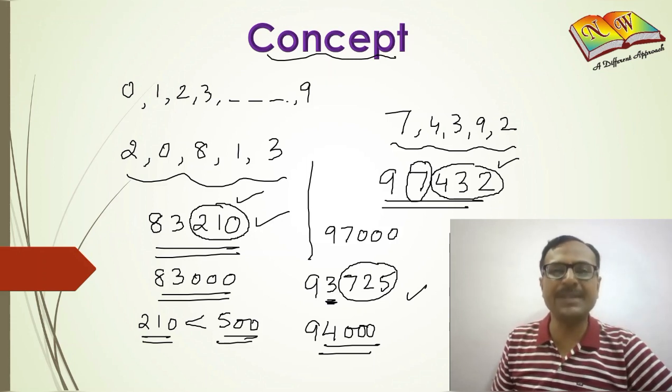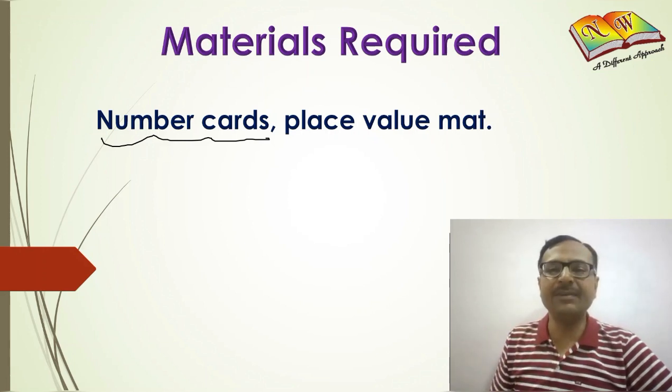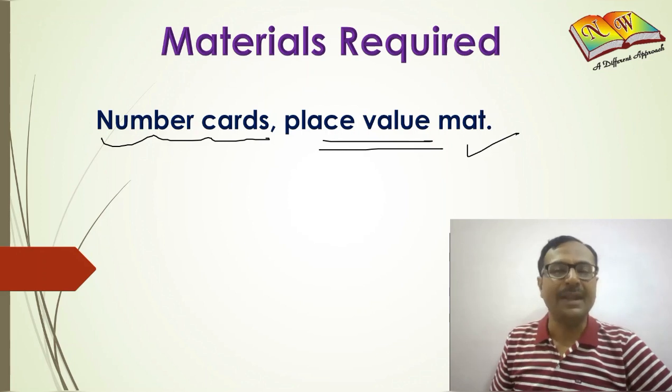So we'll be performing this activity using an amazing game. Let's see the material required. We'll be using number cards in which we will be writing digits 0 to 9, and then we will be using a place value mat. How is that done? Let's understand through this amazing activity.